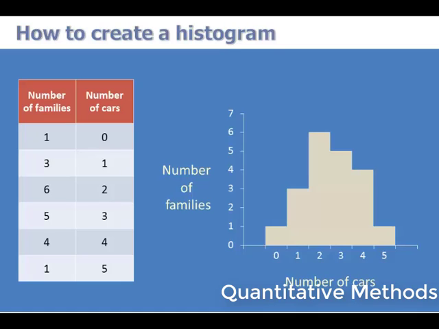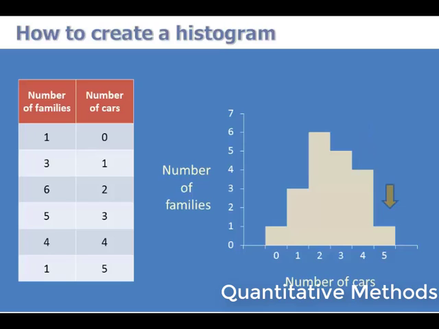We have one family with 0 cars, so the column over 0 is 1 unit high. 3 families have 1 car, so the column over 1 is 3 units high. Continuing in this way, we see that the column over 2 is 6 units high. The column over 3 is 5 units high. The column over 4 is 4 units high. And the column over 5 is 1 unit high.